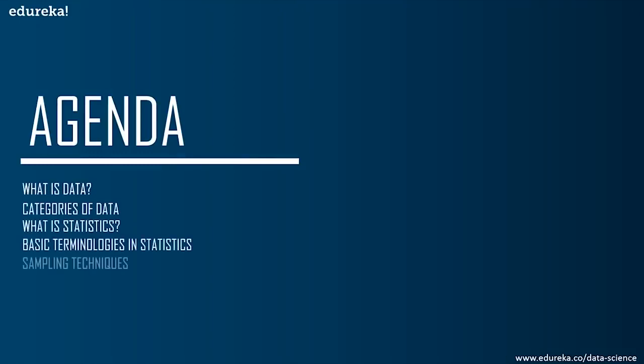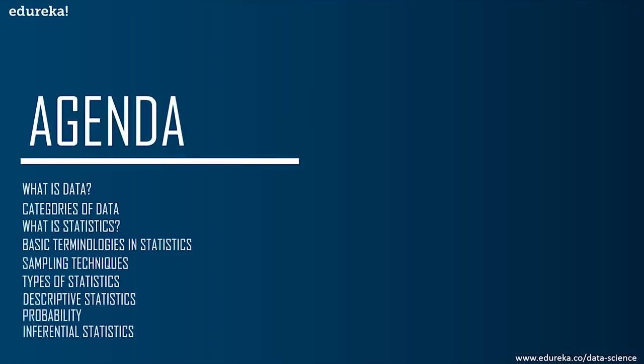We're going to begin this session by understanding what data is. After that, we'll move on and look at the different categories of data, like quantitative and qualitative data. Then we'll discuss what exactly statistics is, the basic terminologies in statistics, and a couple of sampling techniques. Once we're done with that, we'll discuss the different types of statistics, which involve descriptive and inferential statistics. Then in the next session, we'll mainly be focusing on descriptive statistics. Here we'll understand the different measures of center, measures of spread, information gain, and entropy. We'll also understand all of these measures with the help of a use case.